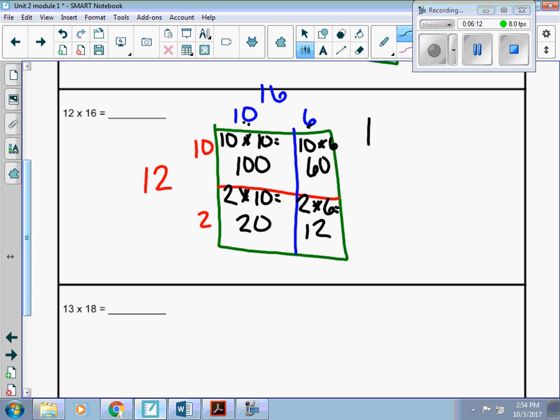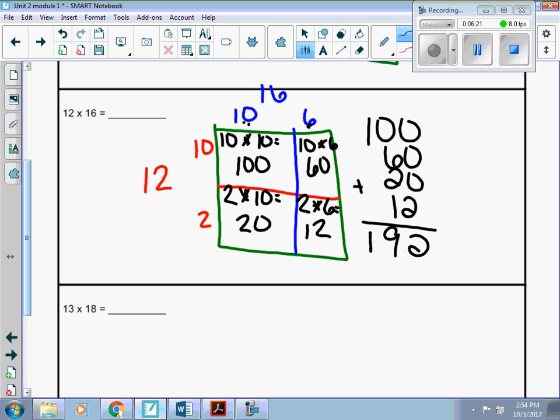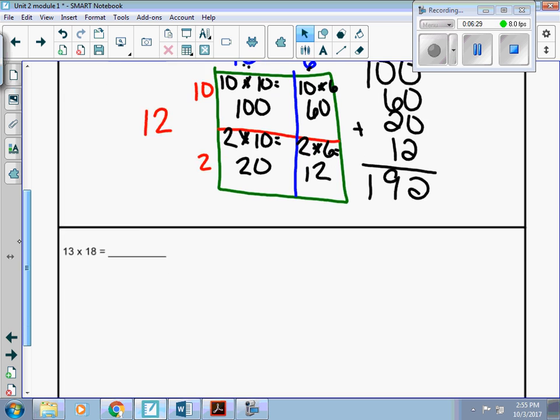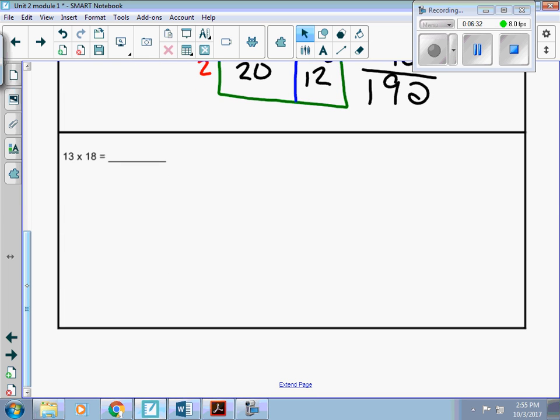Then I add up my parts. 100 plus 60 plus 20 plus 12. And I know 12 times 16 is 192. The next one is 13 times 18.